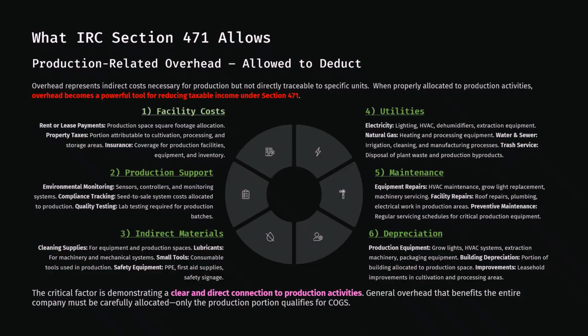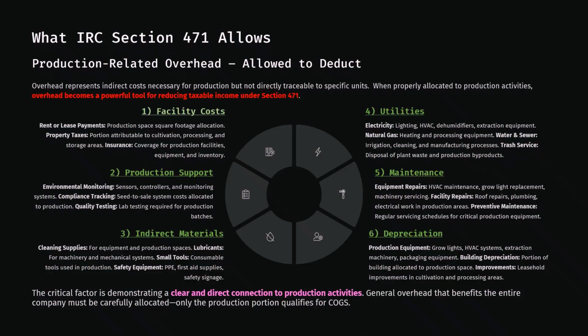Then you've got indirect materials. These are materials that you don't necessarily track per batch, but they're still used up in production, such as lubricants for equipment, cleaning agents for machines or tools, light bulbs for grow rooms, shop towels or PPE. Basically, if it gets used behind the scenes to keep production running, it counts as COGS. Then you've got utilities, such as electricity for your grow lights, water for cultivation, gas for extraction equipment, even trash service for the production areas. If the utility supports production, it's eligible for COGS.